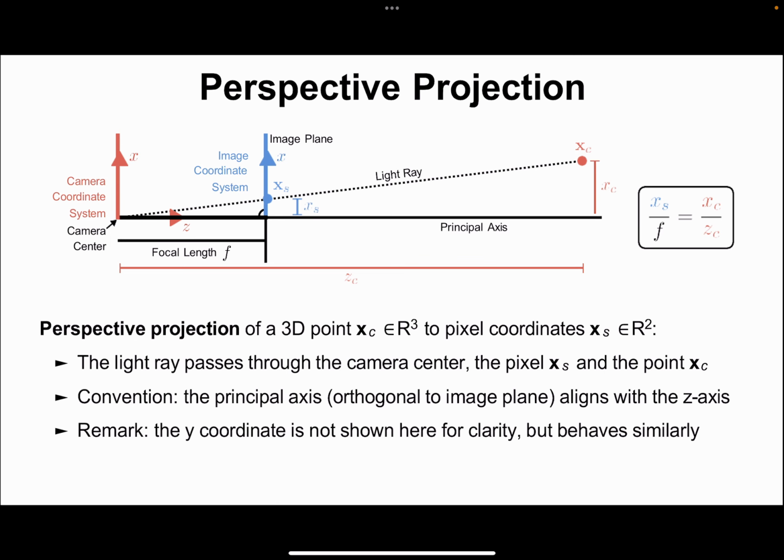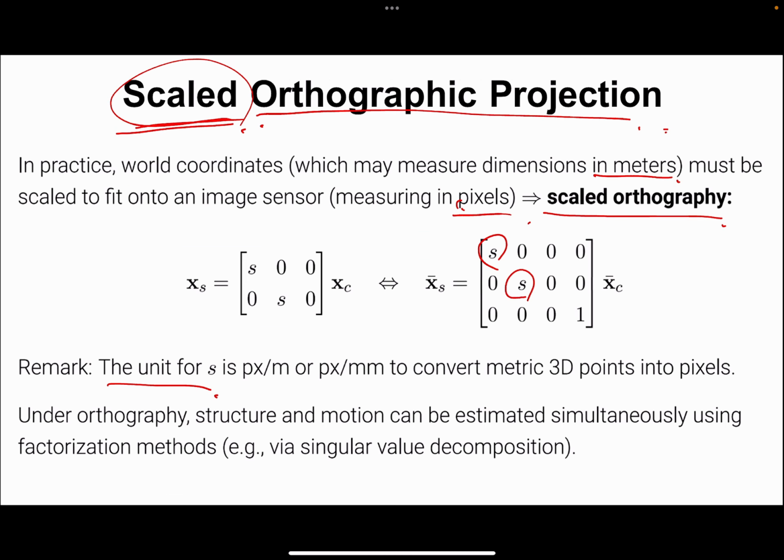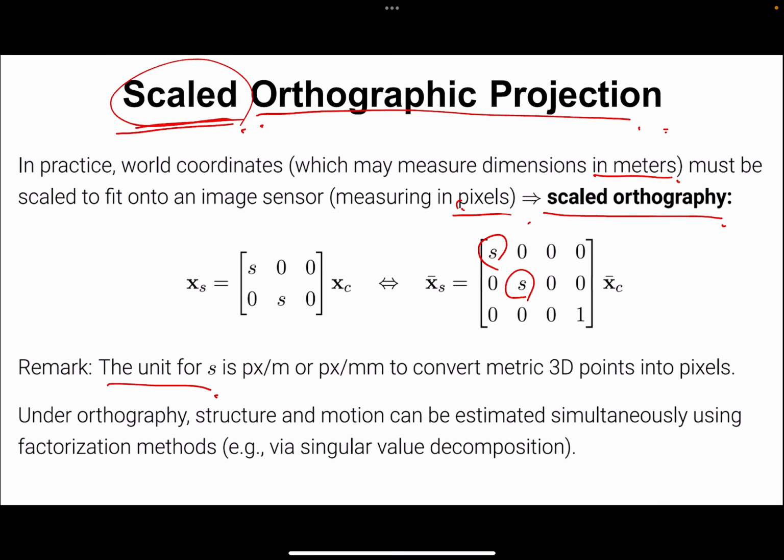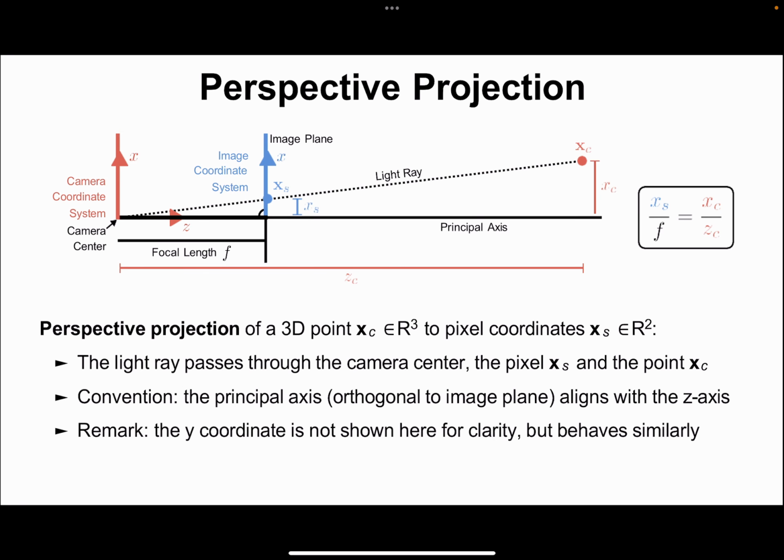And now we have perspective projection. As you can see, this seems much more complicated than orthographic projection, right? In orthographic projection, regardless of the distance between camera and object, XC is always XS. But now it is totally different. As the distance from the camera becomes longer and longer, the size of the object is different.